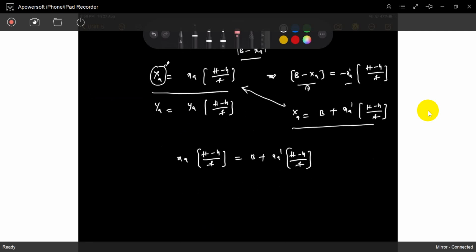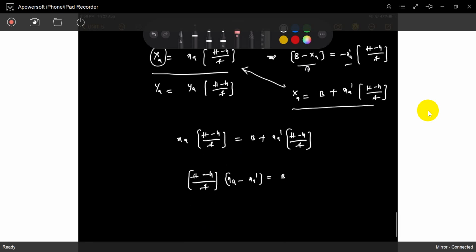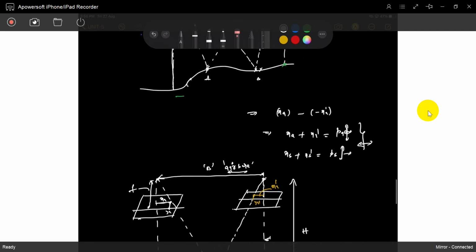So H minus h by f times xa minus xa dash is equal to b. That's it. So now what is xa minus xa dash? That is the parallax error we discussed. We write in absolute coordinates, there is no use of minus, so plus or minus they don't take care of. That's why xa minus xa dash: this is minus of this minus coordinate, so you will get minus, and that's why they used plus.